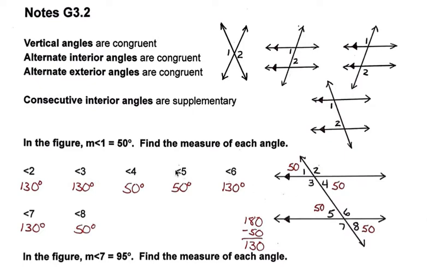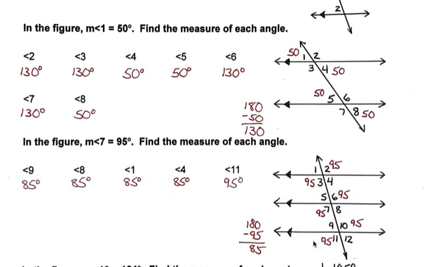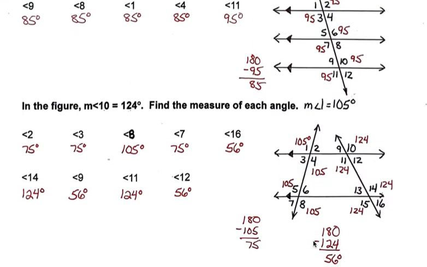I just look over here, like if I'm looking at number 5, I just go and find number 5, and I got a 50 by it, so it's 50. If I look at number 6, I don't have anything by it. I know it's 180 minus 50 or 130. All right, next one.